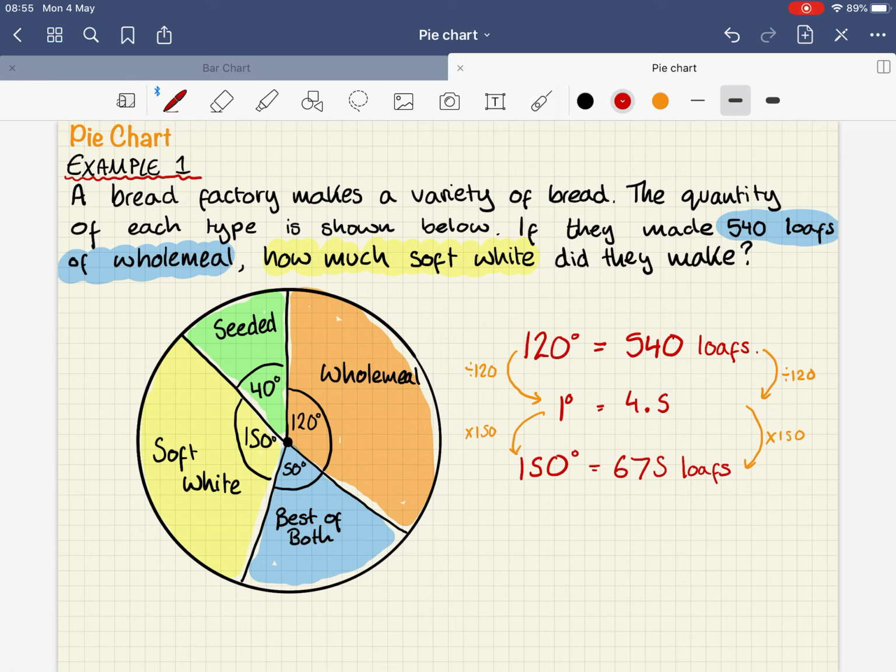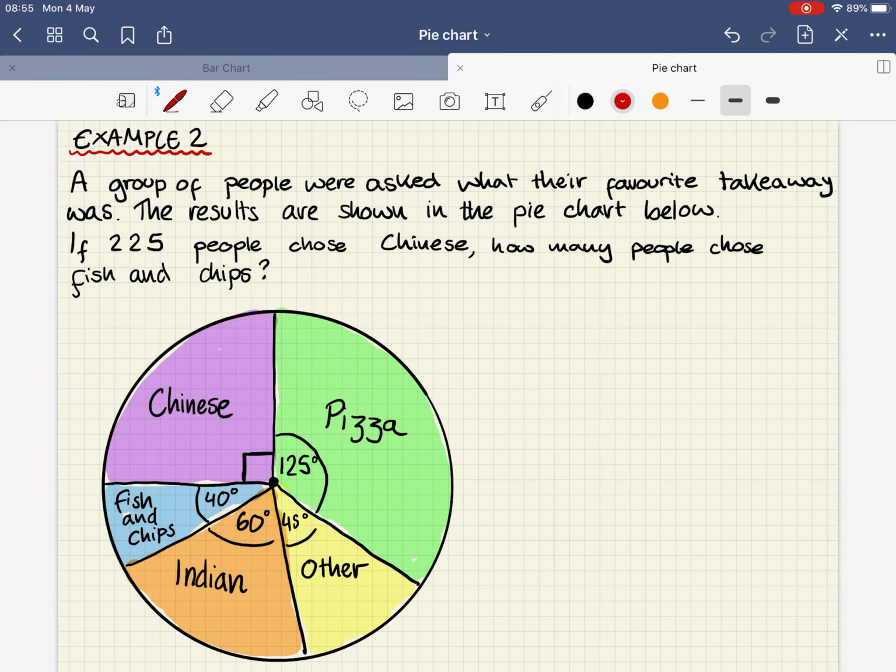So let's look at another question on this then. A group of people were asked what their favourite takeaway was. The results are shown in the pie chart below. We're told 250 people chose Chinese, and we're being asked how many for fish and chips. Same idea as before, I look at my Chinese section, and remember when you've got this angle here, it means it's a right angle, so that is 90 degrees. So 90 degrees equals the total amount of people that chose Chinese.